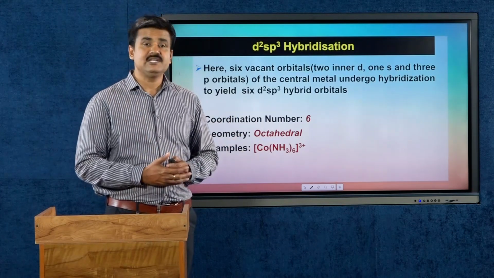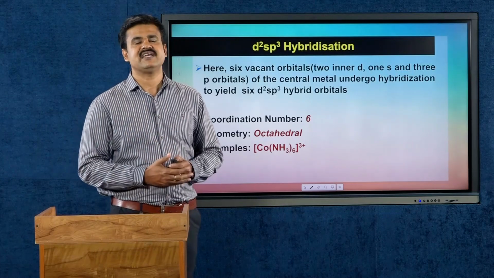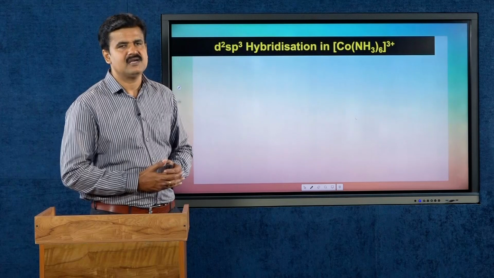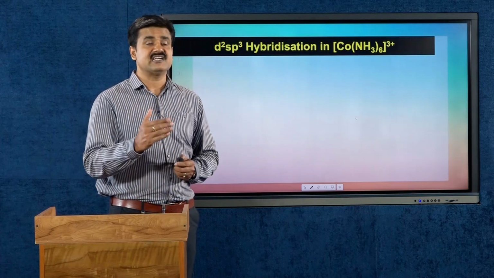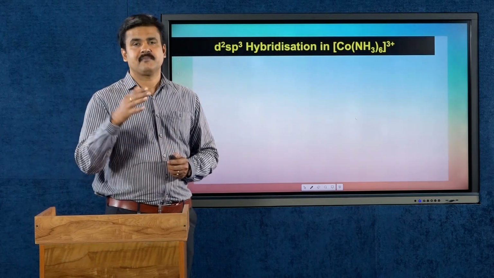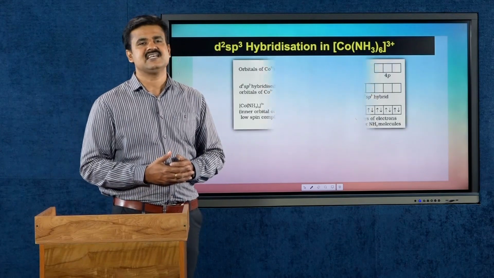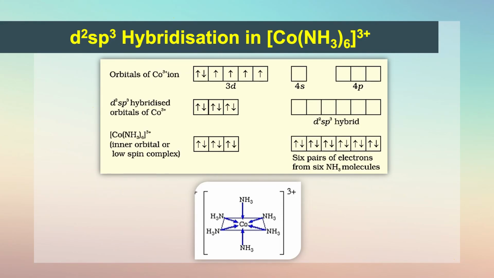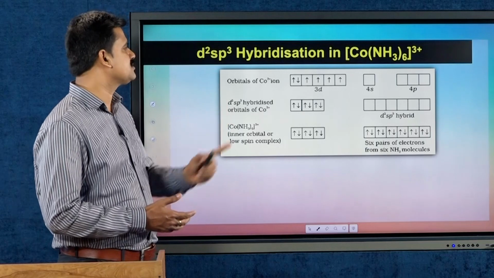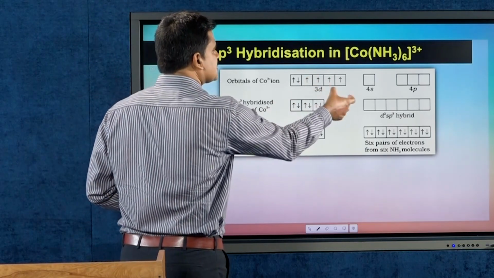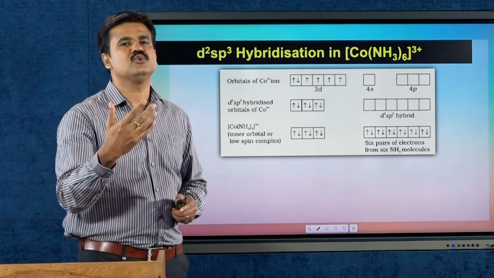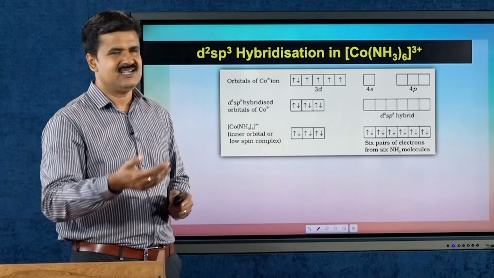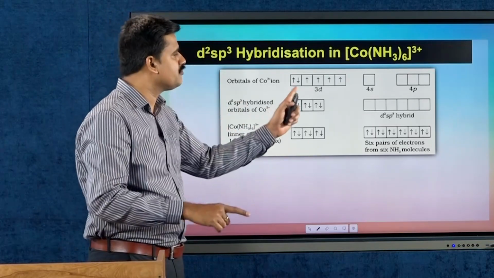We can illustrate d2sp3 hybridization by taking [Co(NH3)6]3+ as a typical example. Previously, we discussed sp3d2 hybridization with respect to CoF6 3-. Now, we are discussing d2sp3 hybridization by taking [Co(NH3)6]3+ as an example. Here the central atom cobalt 3+ has a ground state electronic configuration 3d6 4s0 4p0, and for the d2sp3 hybridization, these 6 electrons are paired in the inner d subshell, thereby making 2 inner d orbitals free for hybridization. That's why the participating d orbitals are from 3d.